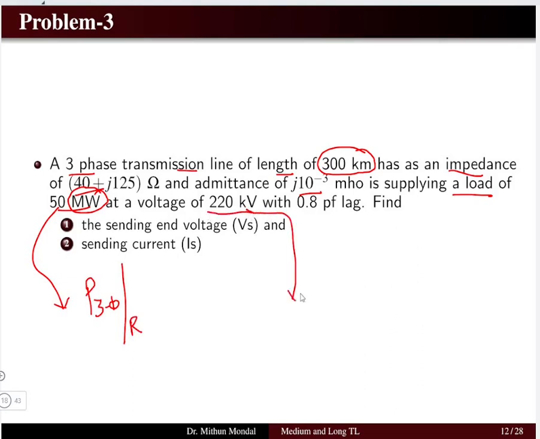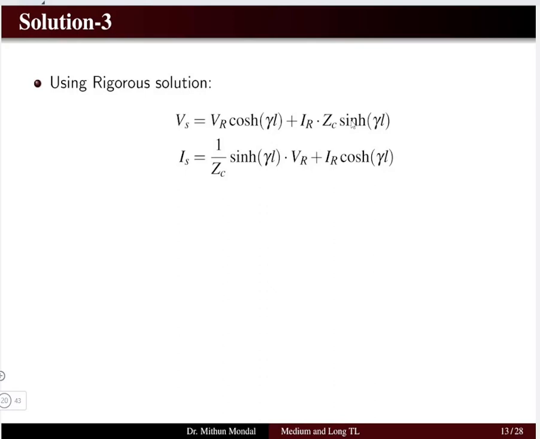So this is given the receiving end voltage of the 3-phase system, which is basically the line voltage, and 0.8 power factor. You have to determine the sending end voltage and sending end current. The system is 3-phase. The impedance and admittance are given to us. We have to solve the problem of long transmission line. So we have a long transmission line, and this problem we have to solve by rigorous solution.